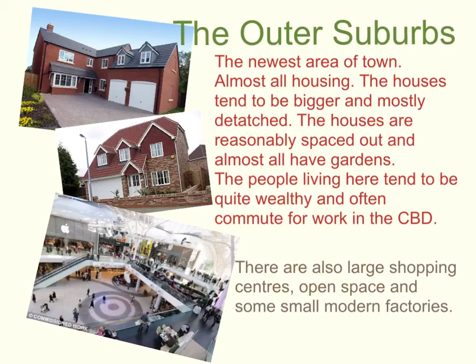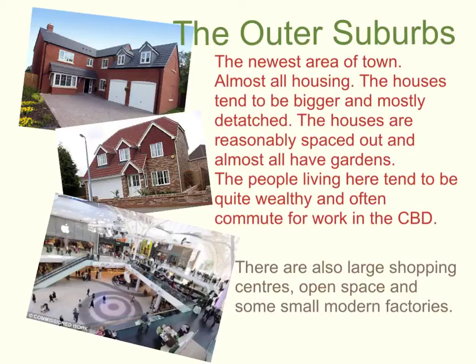This is the outer suburbs. This is a residential area which grew up later than the inner suburbs, as more public transport became available and private car ownership became more common. This meant that people could live further away from their places of work. So the people living in the outer suburbs often travel to the CBD every day for work.